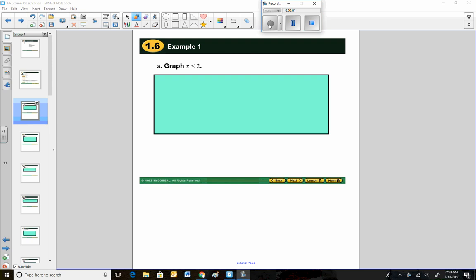Class, today we're going to learn about inequalities. And I know you've seen these in the past. We're just going to do this as a review lesson from Algebra 1. First of all, we have to take a look at this one.